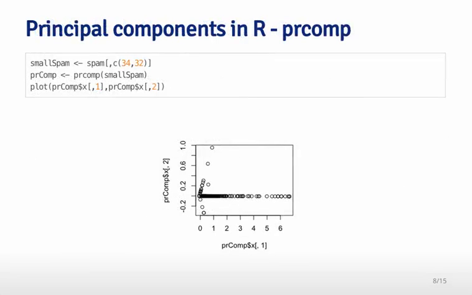Just to show you how this works in a real example, suppose we take that spam data set and we just take those two variables that were highly correlated with each other, variables 34 and 32. Then we do principal components, same as the singular value decomposition, on that small data set that just consists of those two variables. If we plot the first principal component versus the second principal component, we see a plot that's very similar to the one I showed you earlier, where the first principal component looks a lot like adding the two variables together, and the second principal component looks a lot like subtracting the two variables from each other.